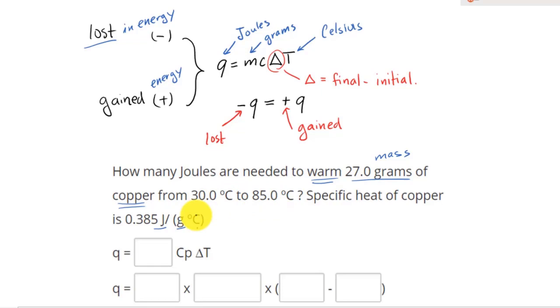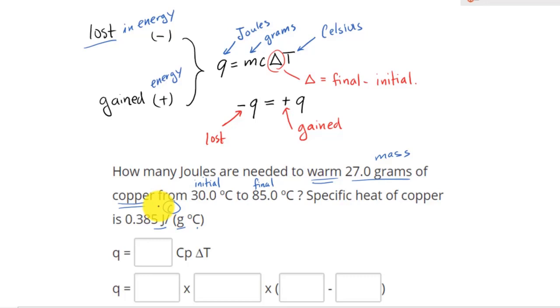So think of the terminology. From, that would be initial. So this would be your initial temperature right here. And then to where? Well, in this case, to 85. So that's your final. So don't try to memorize smaller number minus larger number, or larger number minus smaller number. Think of the basic English terminology. You're starting from, that's your initial, and ending at your final. And the specific heat of copper is 0.385 joules over gram times Celsius. So this is your C right there.